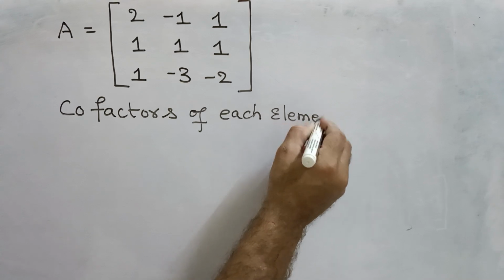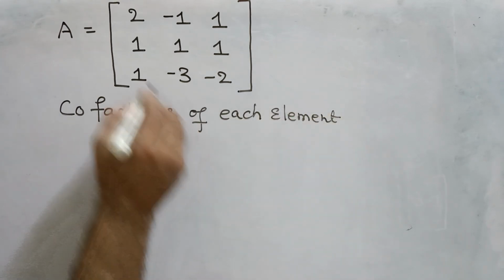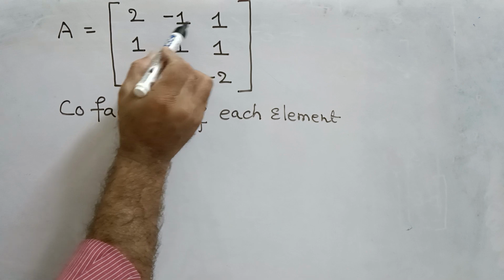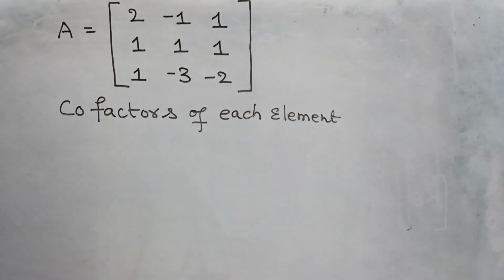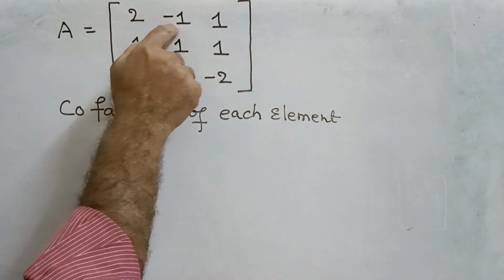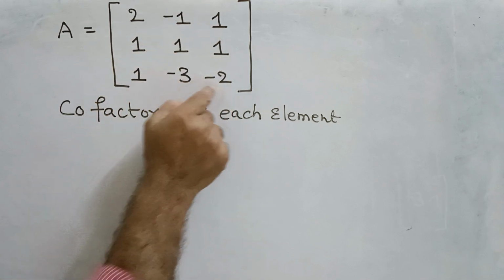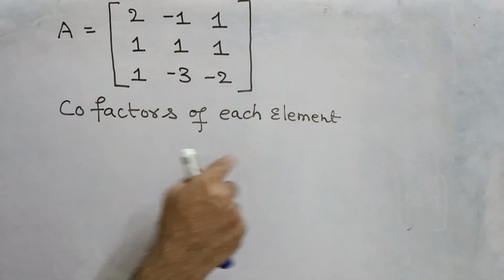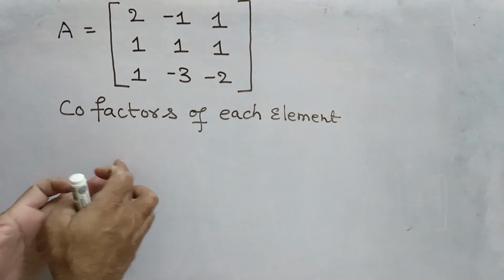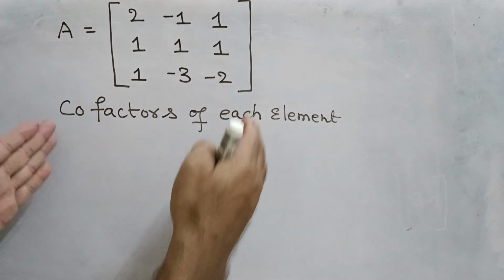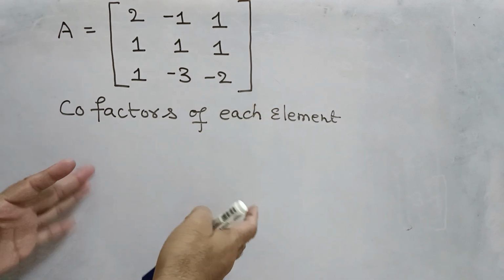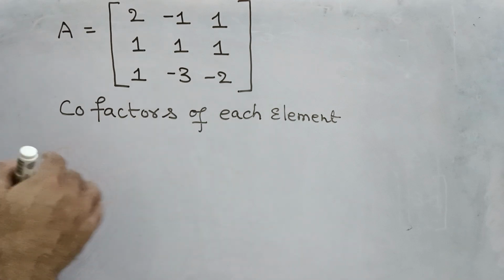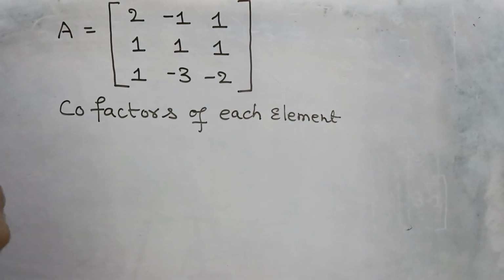For each element, we have to find out the cofactors. The elements 2, minus 1, 1 and so on, there are 9 elements now. For all these nine elements, first, second, third, fourth, fifth, sixth, seventh, eighth, ninth, we have to find out the cofactors. With respect to these cofactors, we have to arrange all of them in a matrix form. Then we have to take the transpose of the cofactor matrix, and that gives the adjoint of A. Understood? Therefore, we have to find out the cofactors.